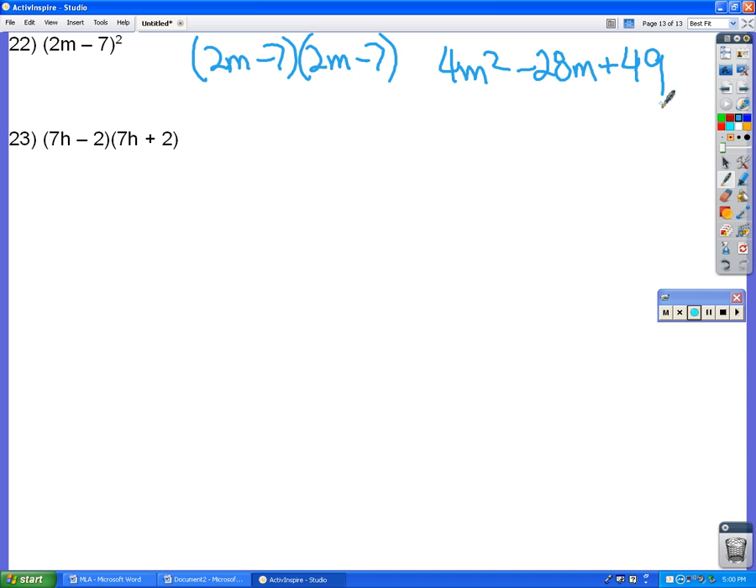So this last one here, since this is 7h minus 2 times 7h plus 2, if I go 7h times 7h, I get 49h squared. And then I can skip the inner and outer ones because those are going to cancel. 7h times 2 is 14h. 7h times negative 2 is negative 14h. And then negative 2 times positive 2 is negative 4. So that's my final answer there.